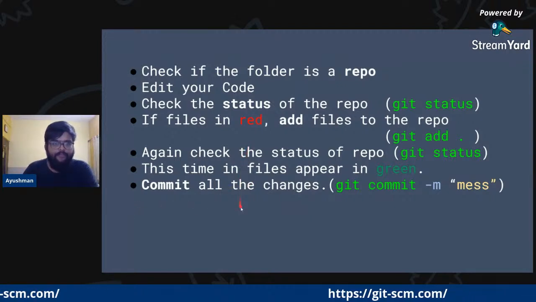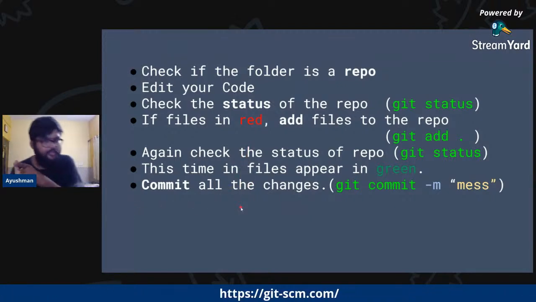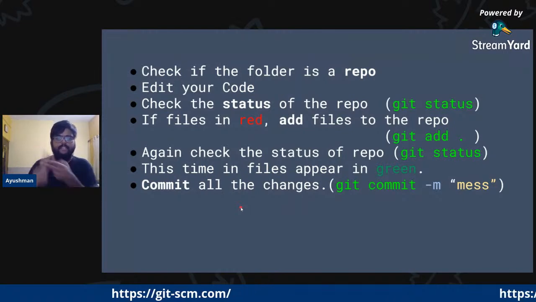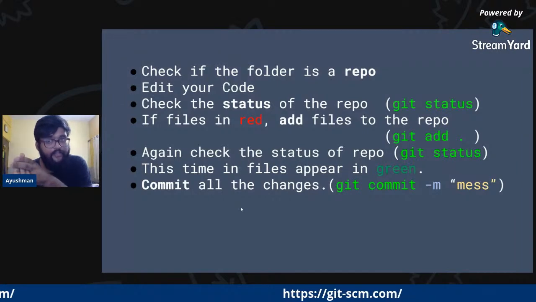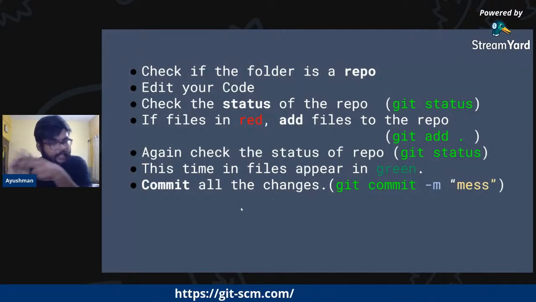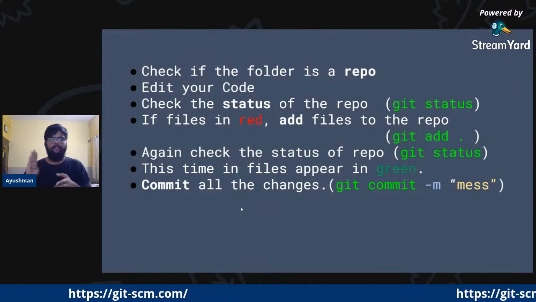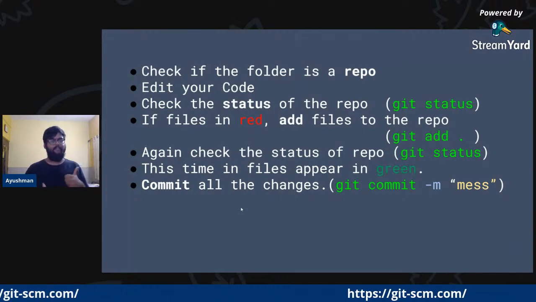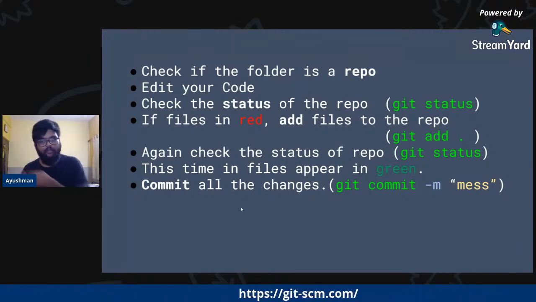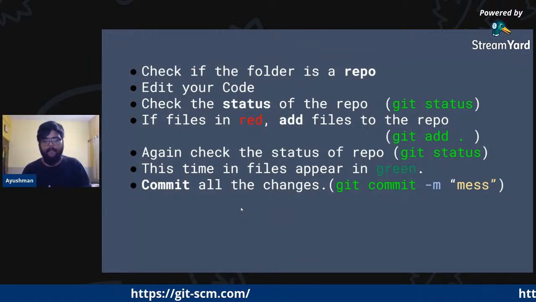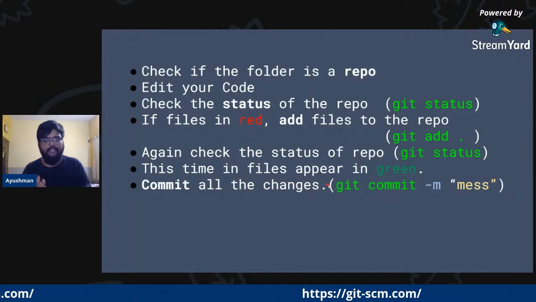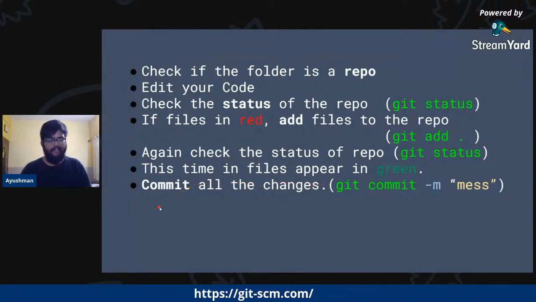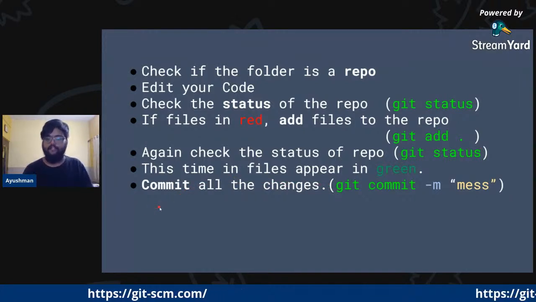So yes, the first thing is to change your code, make all your changes. Second, you need to check the status. If the files are in red, you need to git add. Again, you will check the status. If it's in green, then it's fine. If it's still in red, you need to use the command git add. Again, you need to check the status. So you will find that every file is in green color. And lastly, you need to commit all your changes.